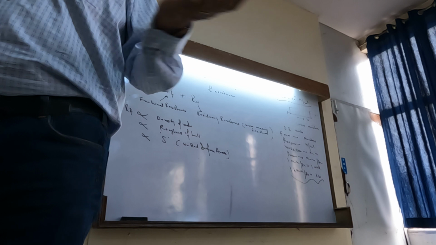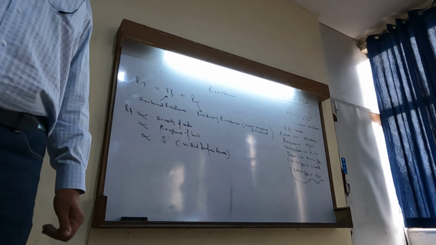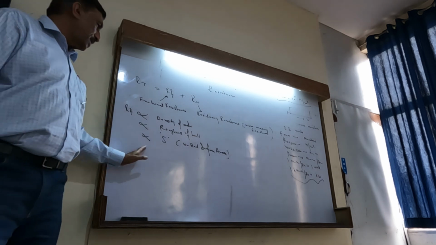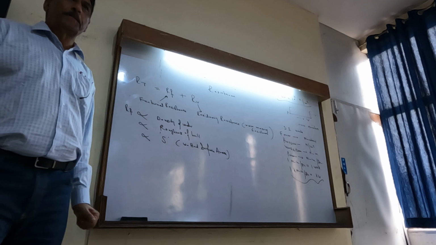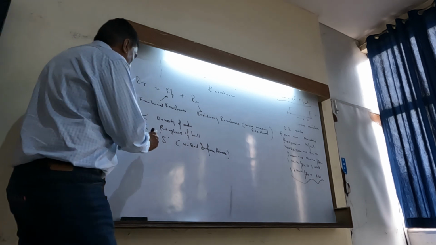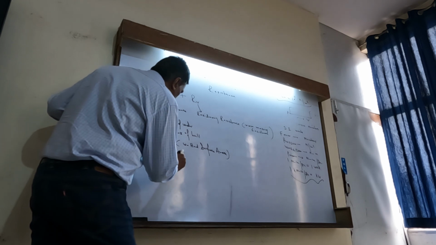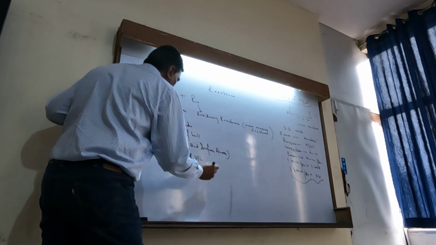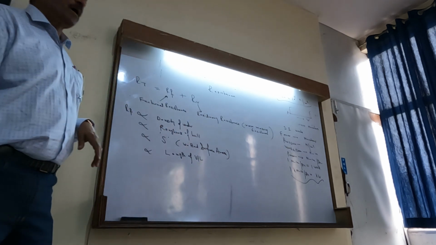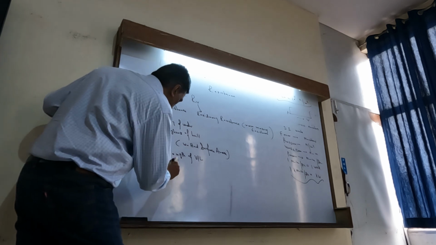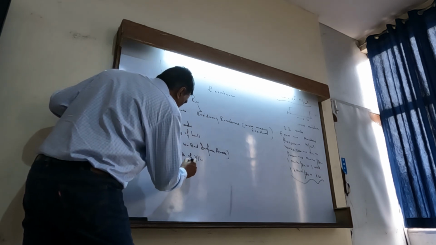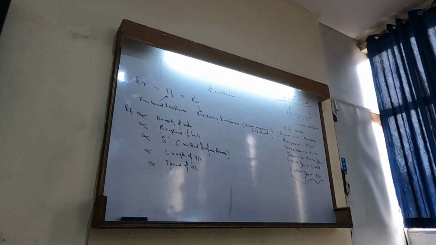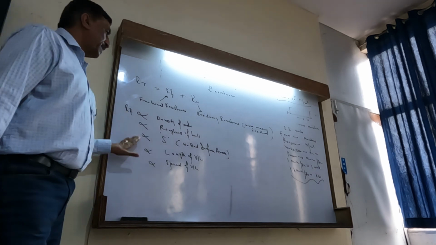Wetted surface area is the underwater area of the hull, right? If the hull area which is underwater is more, the resistance will be more. That is why I am using it directly. Also, it depends upon the length of the vessel, and it also depends upon the speed of the vessel. So these are the factors on which the frictional resistance RF depends.